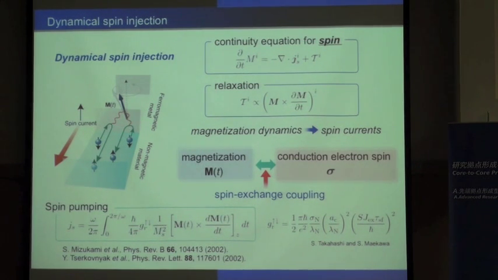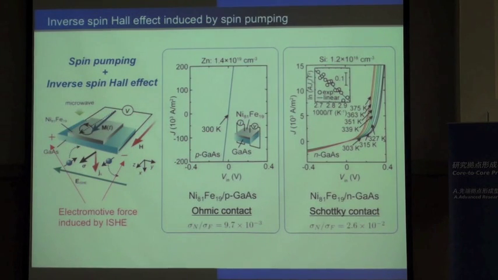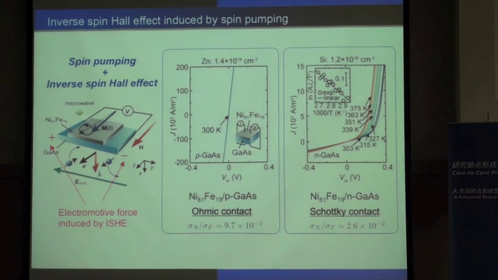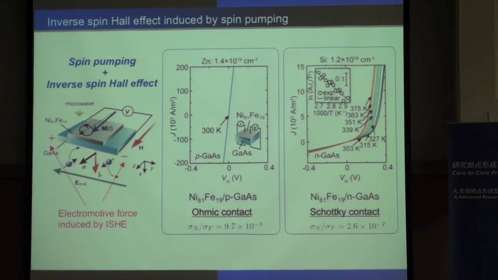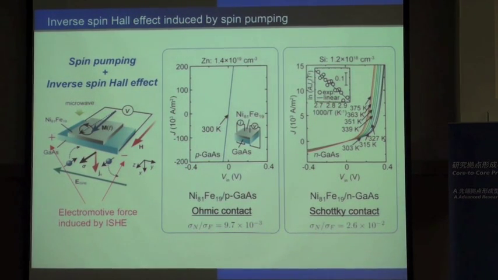That is an electrically tunable spin injector. The sample used in this study is a ferromagnetic metal/gallium arsenide junction. We prepared two samples. One is a permalloy/p-type gallium arsenide junction with an ohmic contact, and the other is a permalloy/n-type gallium arsenide junction with a Schottky contact.